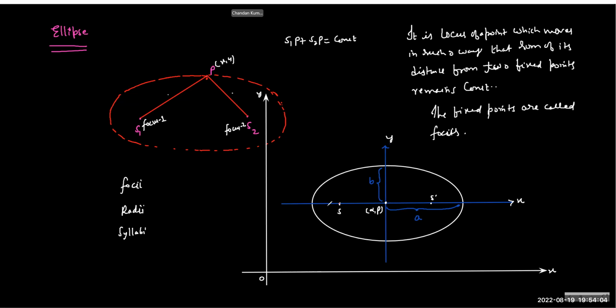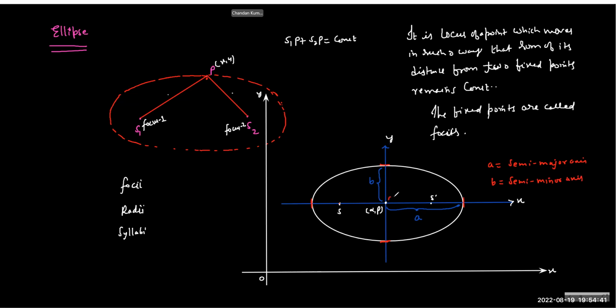So the question is, what will be the equation of this ellipse? A and B: A is called the semi-major axis, which means half the major axis. This line from here to here is called the major axis and this is called the minor axis. A typically denotes the length of the semi-major axis, half of the major axis, and B is the length of the semi-minor axis.